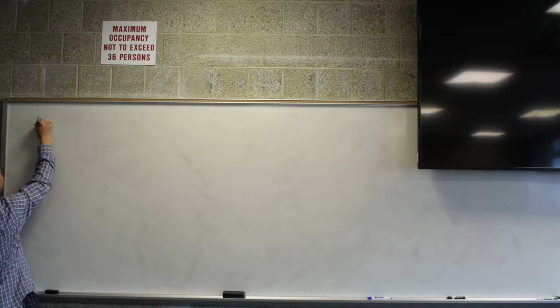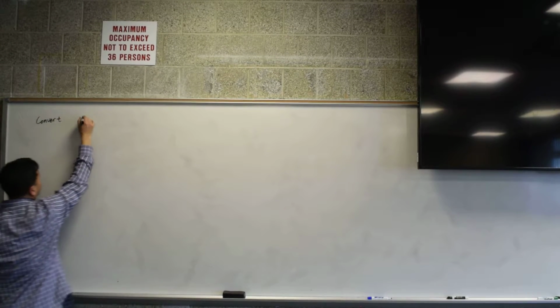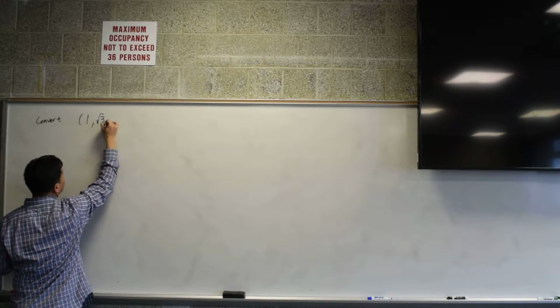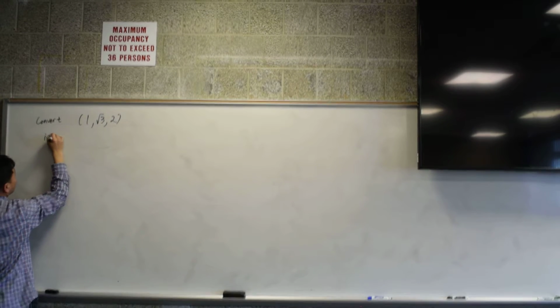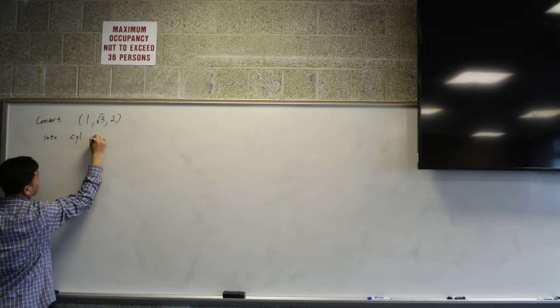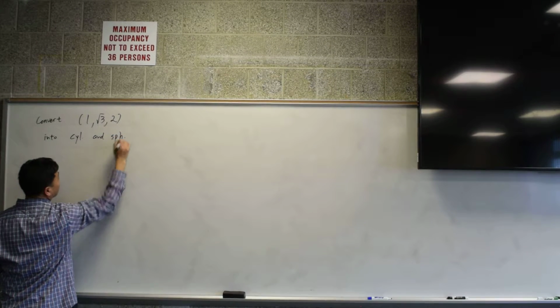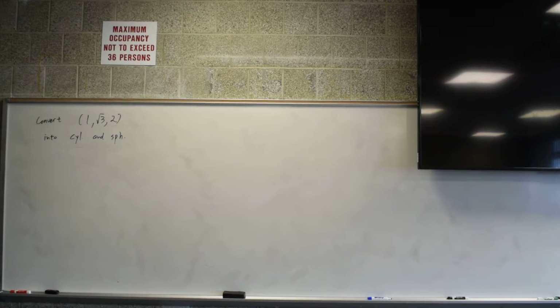Right, convert (1, radical 3, 2) into cylindrical and spherical. Now this time let's try to use formulas to figure this out.